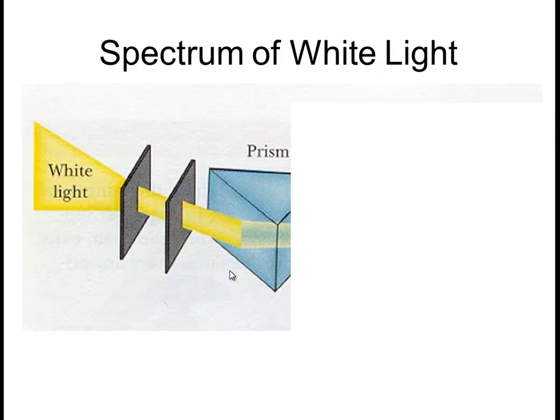All right, now let's think about what happens. How can you tell that there are a whole bunch of wavelengths in that white light?